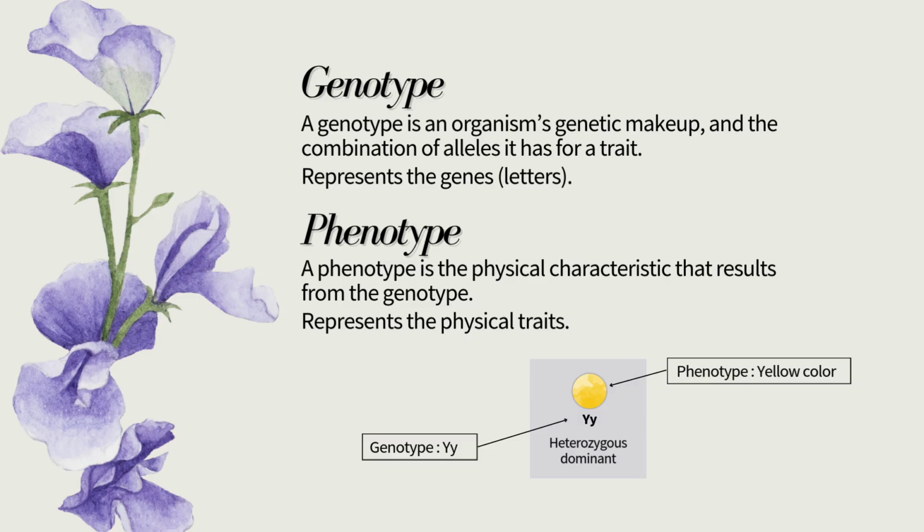Genotype is an organism's genetic makeup, the combination of alleles it has for a trait, representing the genes. Phenotype is the physical characteristics that result from the genotype, representing the physical traits.